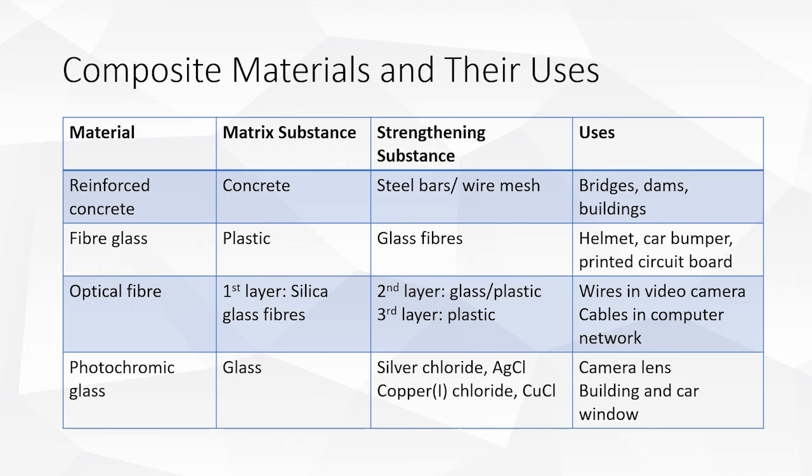Next, fiberglass is produced when plastic is strengthened with glass fibers. This composite material is used to make helmets, car bumpers, and printed circuit boards due to its lightweight and durability.